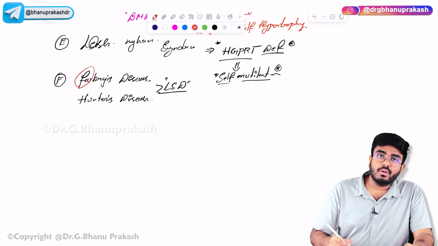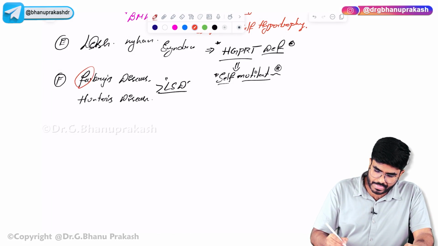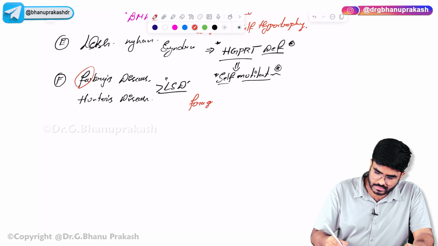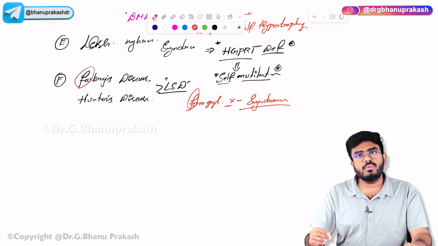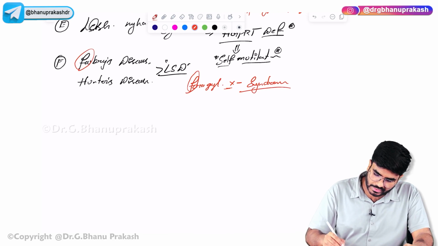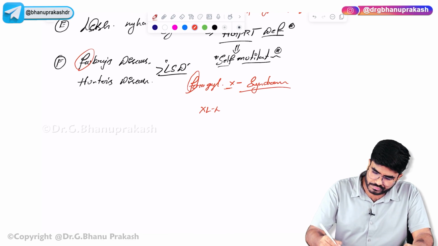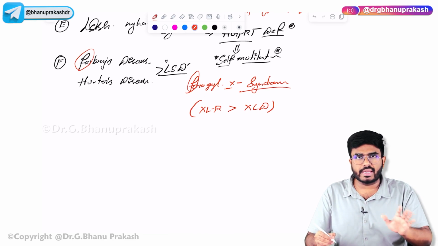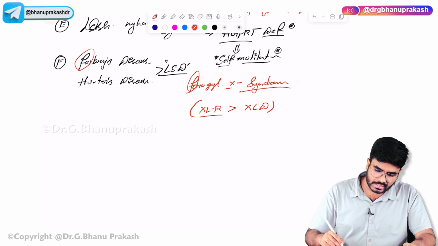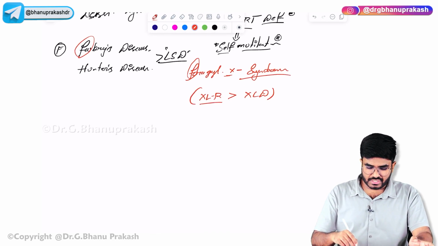And one more F which I want you to know is Fragile X syndrome. Fragile X syndrome follows multiple inheritance patterns, but mainly X-linked recessive. X-linked recessive more than X-linked dominant, because it follows both inheritance patterns, but mainly it is X-linked recessive. A, B, C, D, E, F completed.